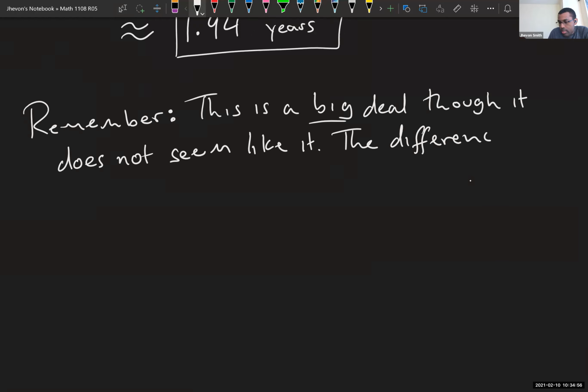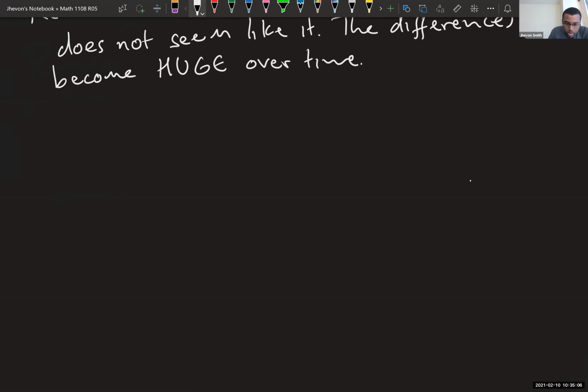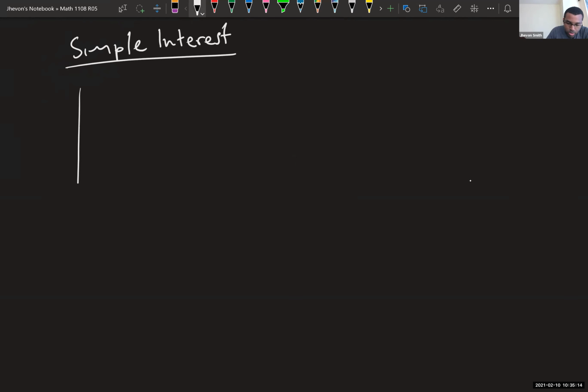The differences become huge over time, right? So you need to remember that in the simple interest situation, you are in a polynomial situation. And we looked at the difference between a polynomial and an exponential before.